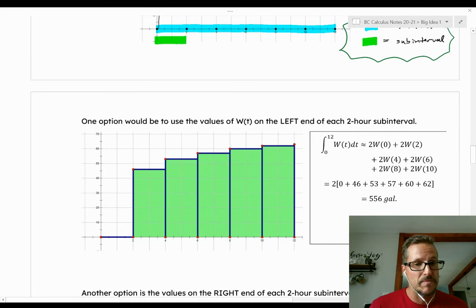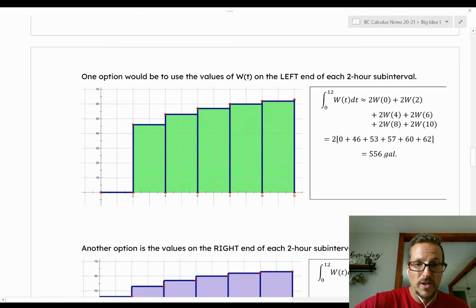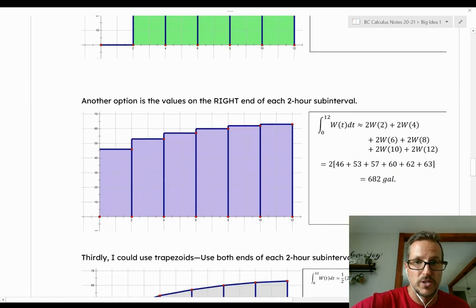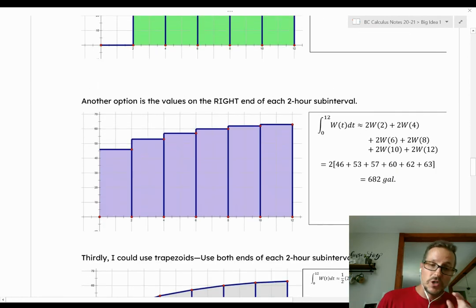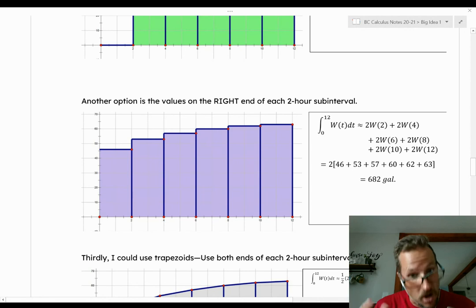That's just really the only estimate I can have with the data that's given, unless I use the right side of each 2-hour subinterval. So now each 2-hour subinterval, the data that we're going to pull is from the right edge. So we're not using W at 0. Instead, we're using W at 2, 4, 6, 8, 10, and 12, those 6 heights. So each of those 6 heights multiplied by the base of 2 hours is going to give me an estimate of 682 gallons. I could also use trapezoids.